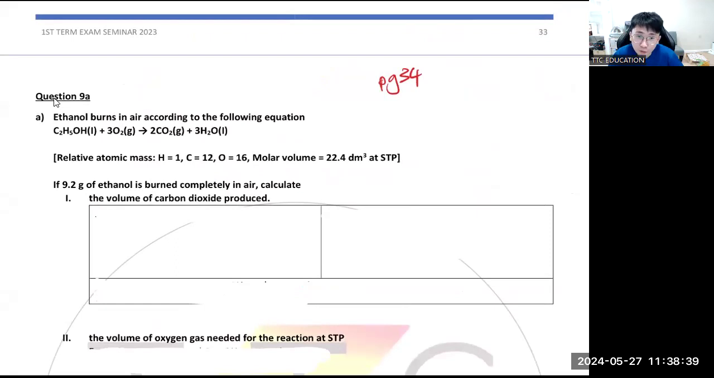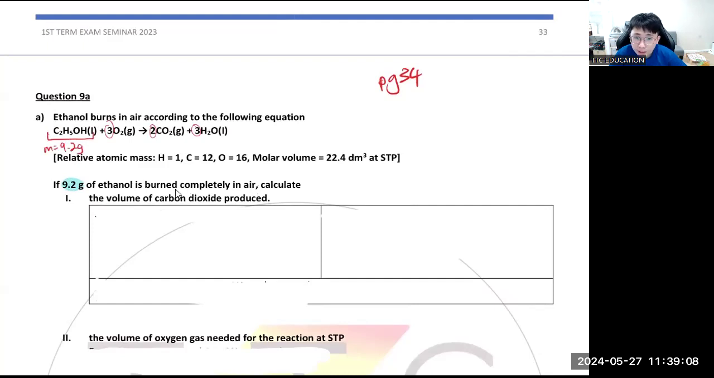So for page 34, question 9a, the question gave you an equation where ethanol burns in air to form carbon dioxide and water, and it's already balanced. You see the numbers there? Balanced already. So that's the good news. And then if they say 9.2 gram of ethanol. So guys, who's the ethanol? Ethanol is this one. So this is 9.2 gram. This is the mass.